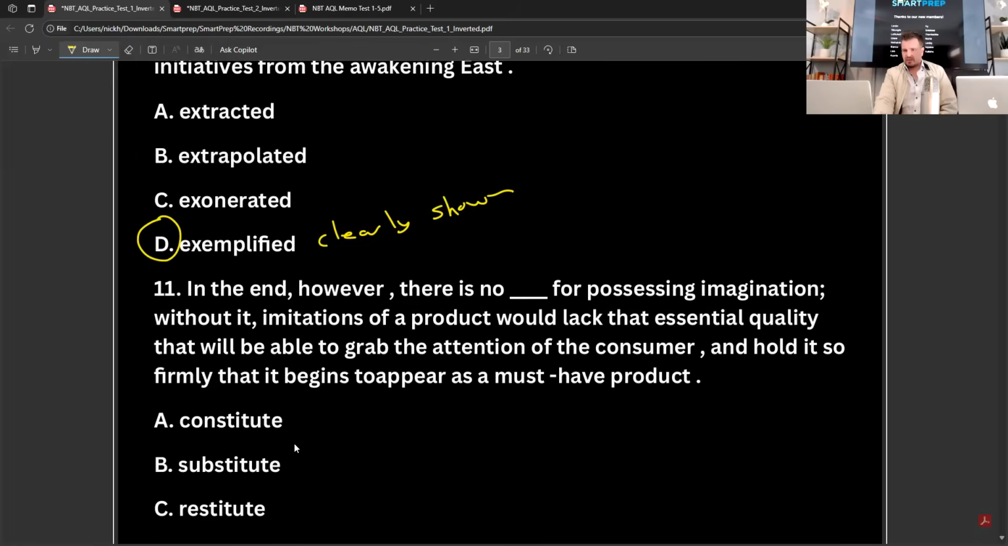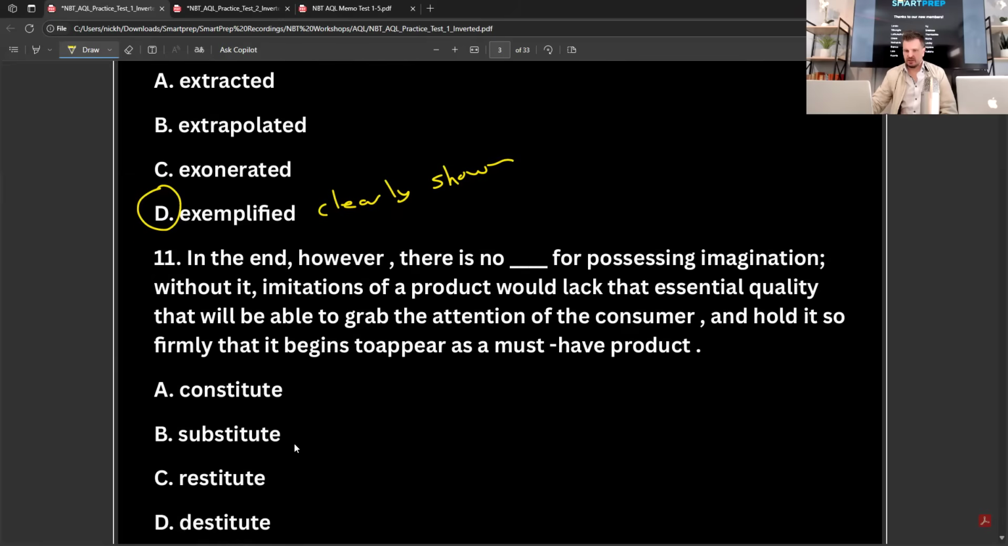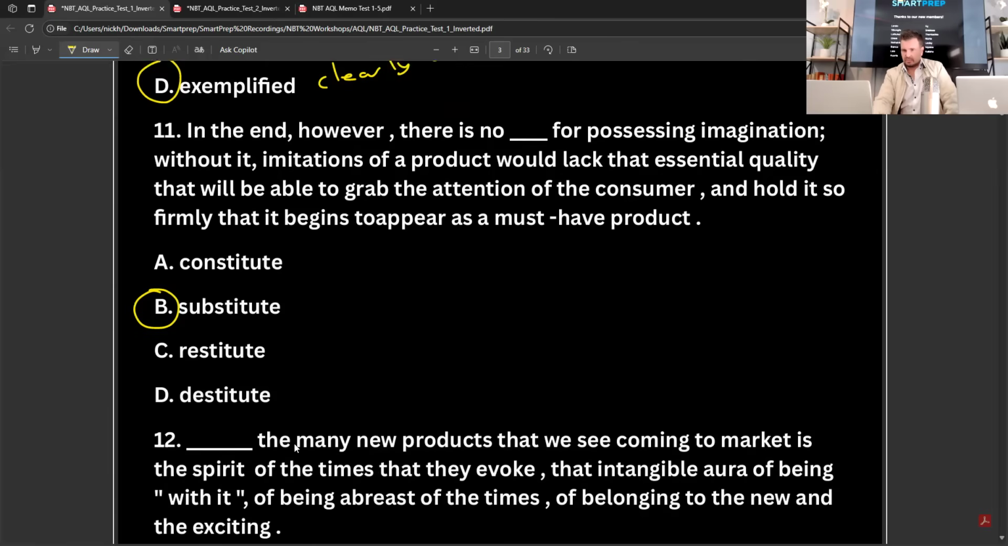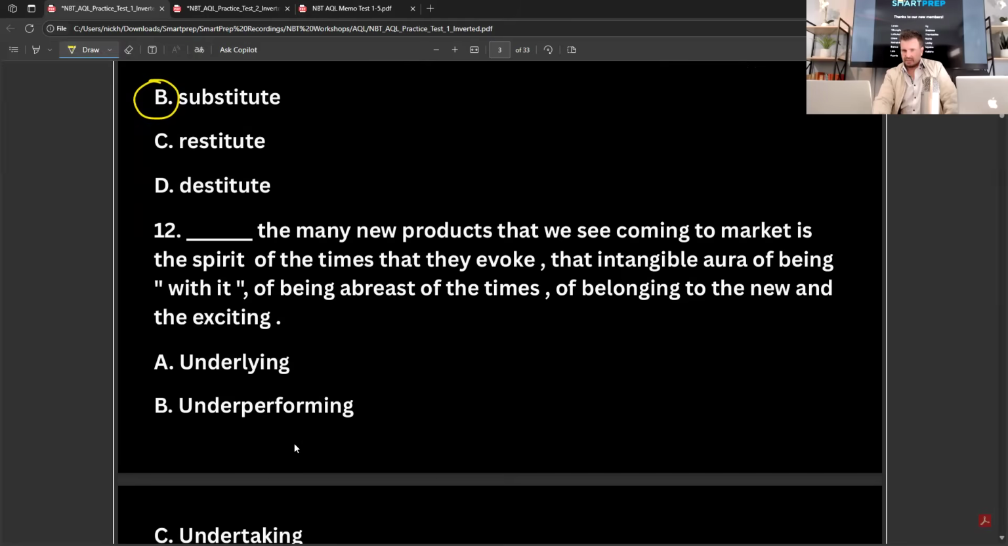All right. In the end, however, there is no something, all right, for possessing imagination. Okay, there's no substitute. This one, I'm going to just circle substitute. Okay, you can skip to the next one, or if you want to find out what, okay, constitute means to make up, restitute means to restore something, and destitute is to be very, very poor. So if you're curious about what those other things mean.